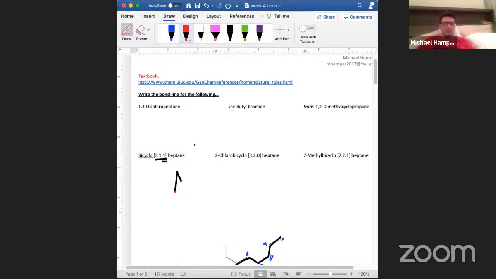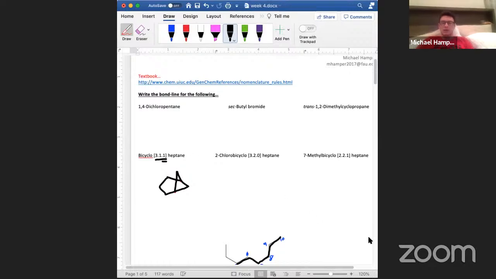How many carbons are on our longest side? 3, right? So let's just go to the left. There's a first, second, third. And how many are on the other side, the shortest side in this case? 1. And you're done.